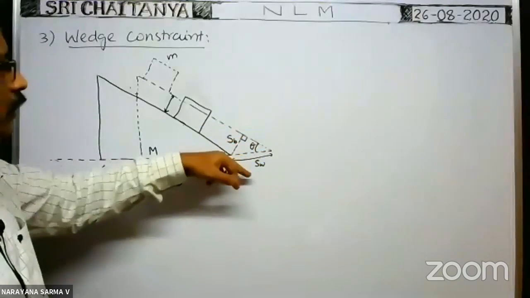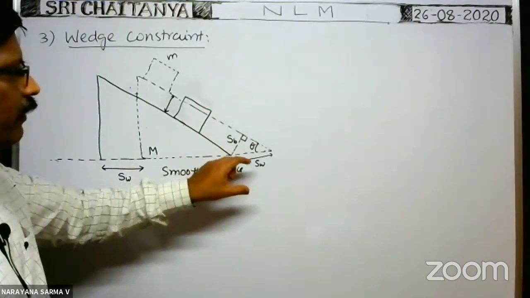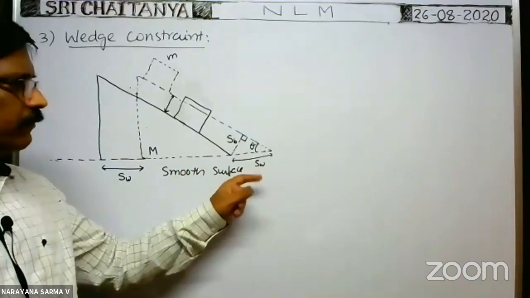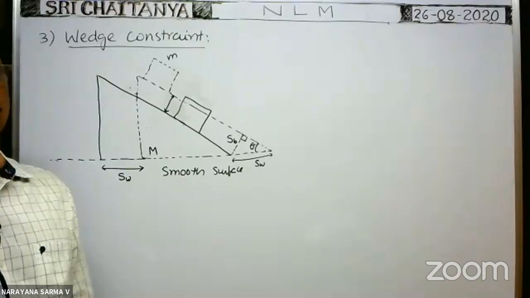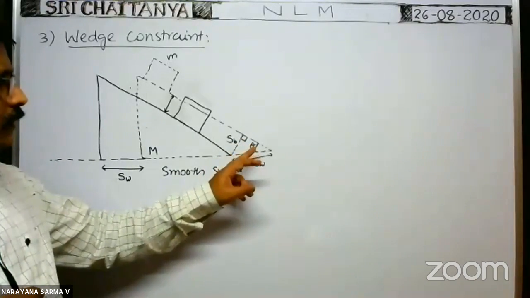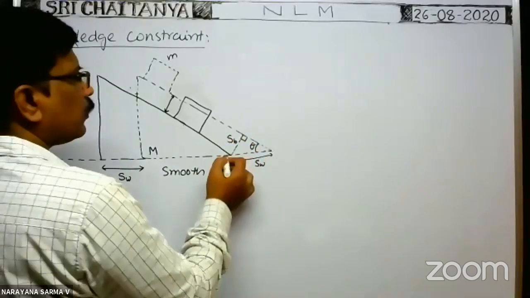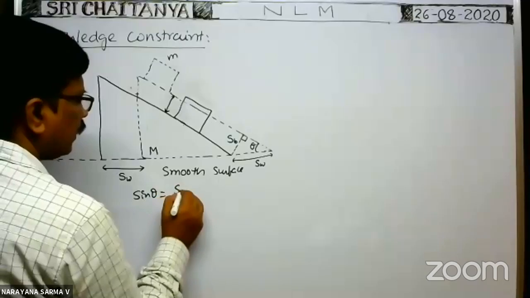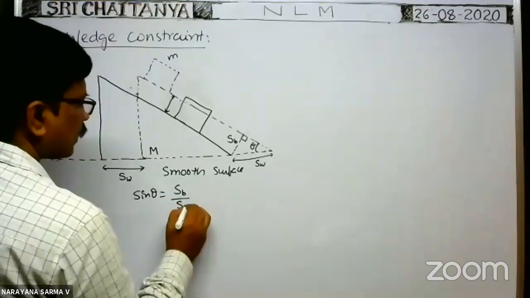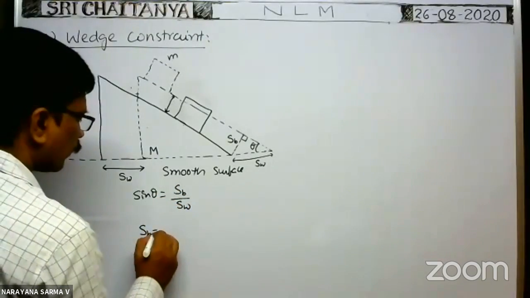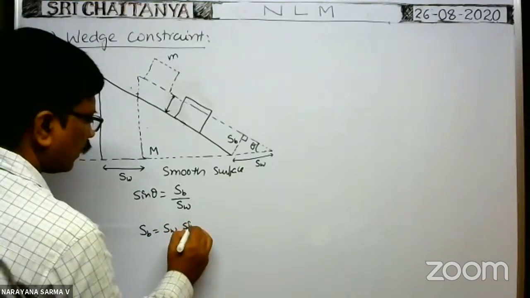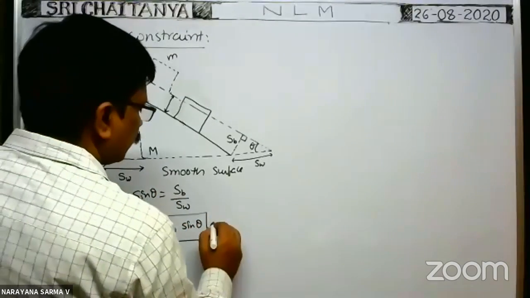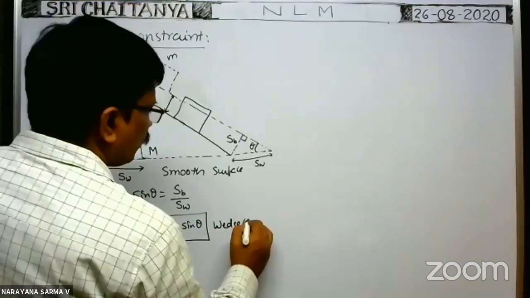Now, what is the relation between the displacement of the block and the displacement of the wedge? Tell me. We can have sin theta. Sin theta is equal to opposite by hypotenuse, no? So from the diagram, sin theta is equal to opposite, that is SB, by hypotenuse, that is SW, or SB is equal to SW into sin theta. This is the wedge constraint. It is called the wedge constraint.